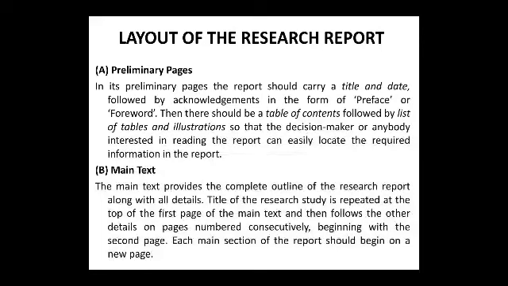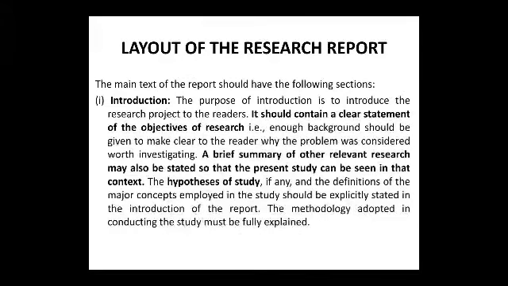Next we have the main text. The main text provides a complete outline of the research report along with all details. The title of the research study is repeated at the top of the first page of the main text, and then follow the other details, with pages numbered consecutively, beginning with the second page. Each main section of the report should begin on a new page. The main text of the report should have the following sections.